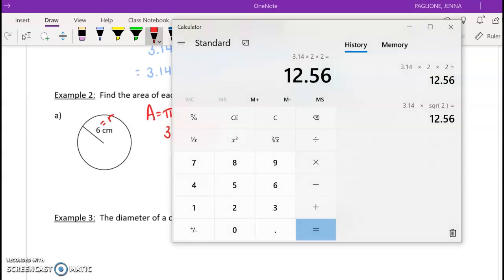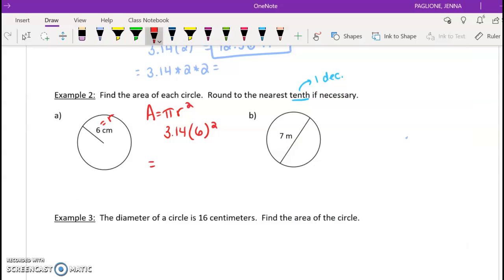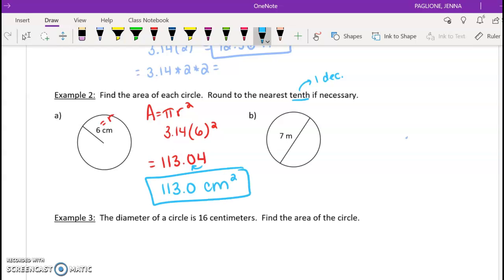So if I go to my calculator, clear everything out, 3.14 times 6, and right here, once again, is my squared button. So squared. Hit equals, and I get 113.04. Now, since they want me to round to 1 decimal place, the 4 doesn't actually round up at all, the zeros, so this would just be 113.0 or 113 centimeters squared. You don't need the 0.0 part.